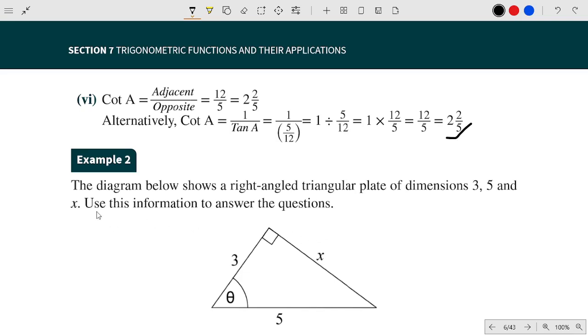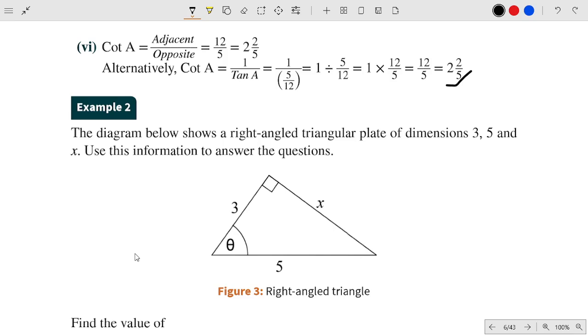Now we have example 2. The diagram below shows a right angle triangle plate of dimensions 3, 5, and x. Use this information to answer the questions. Alright, so let's see. This is a right angle triangle. To be able to determine some or even all the trig ratios, we need to know all the sides.